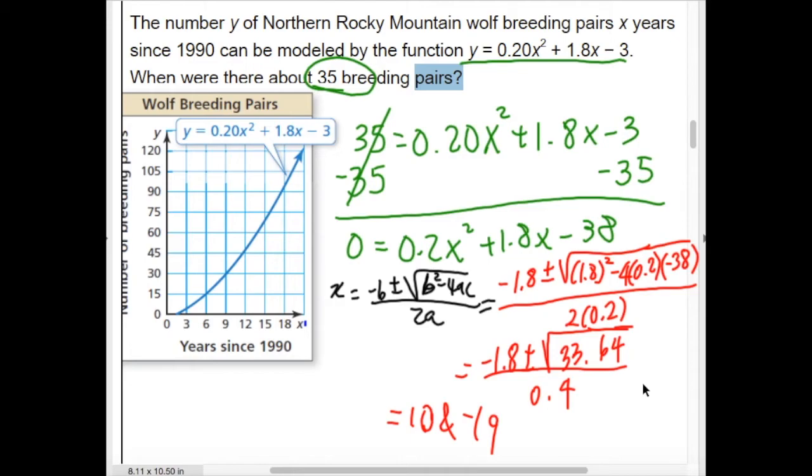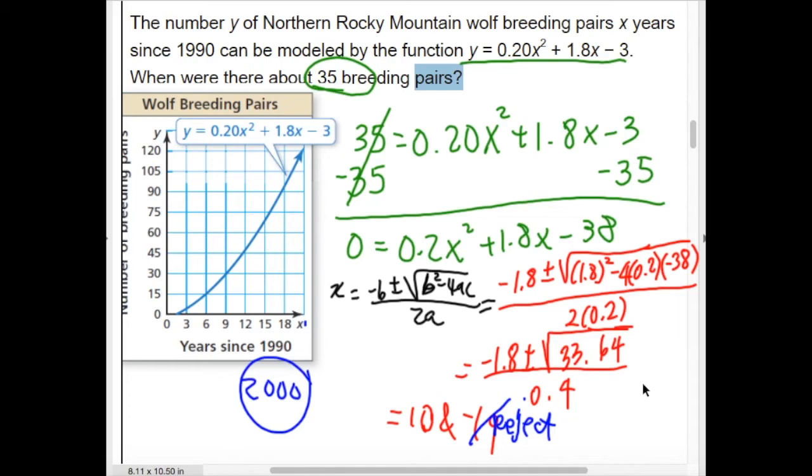You can ignore the solution x equals negative 19 because negative 19 represents the year 1971, which is not the given time period for this context, so we can reject it. It's also because x represents the number of years since 1990, so x is greater than or equal to 0. That's why we have to reject negative 19 as well. And I circled 2000 because there were about 35 breeding pairs 10 years after 1990, which is 2000.